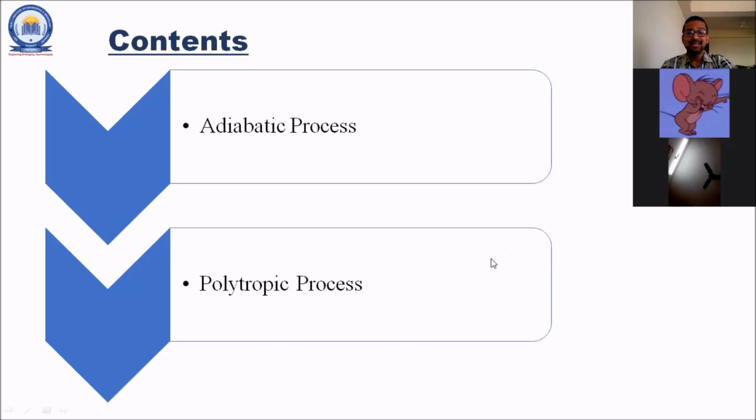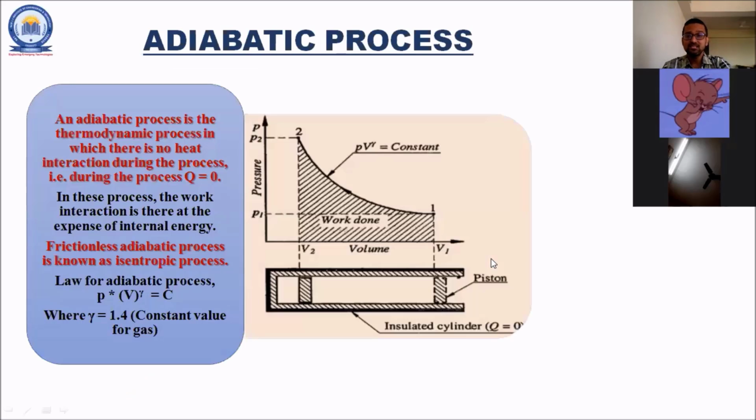So dear students, let us start with the first topic of this session, the adiabatic process. Remember, it is one of the important questions which is generally asked in your theoretical examination. The adiabatic process is a thermodynamic process in which there is no heat interaction. That means during this process, the system can neither absorb heat nor release heat. That means during the adiabatic process, there is no heat interaction.